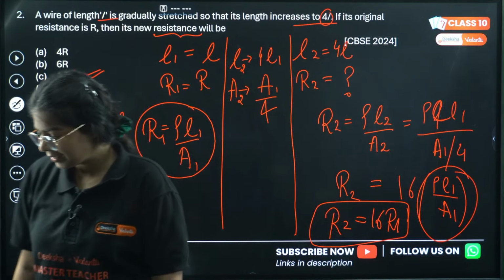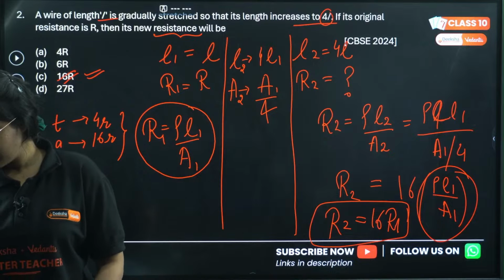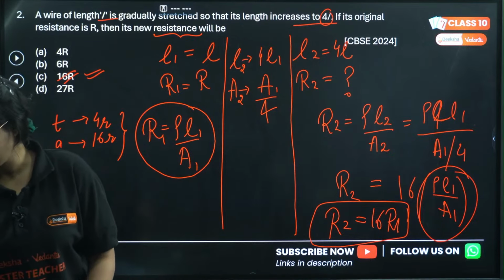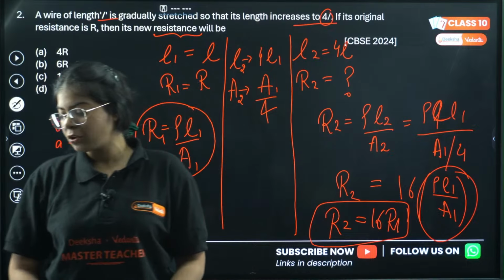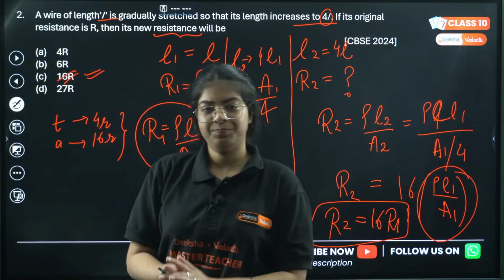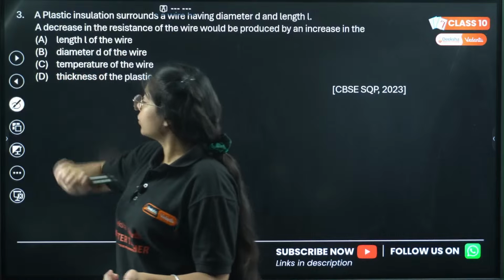Amit was correct. Yes, you are right. Okay, Abhimanyu said 16R, Amit also said 16R. Very good. Correct. Okay, moving on to the next question.